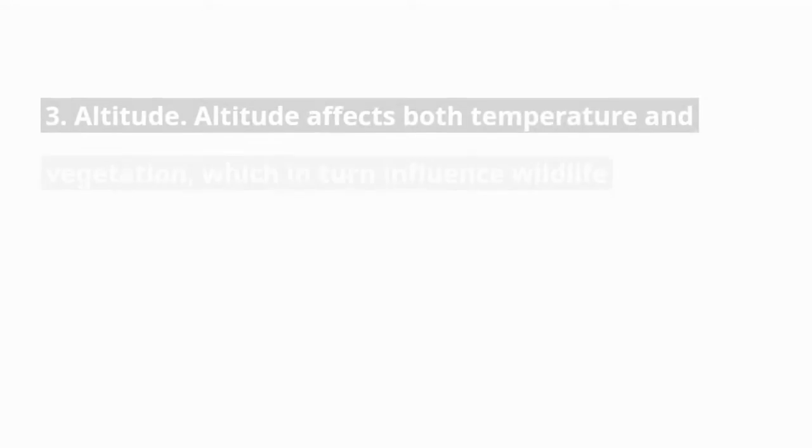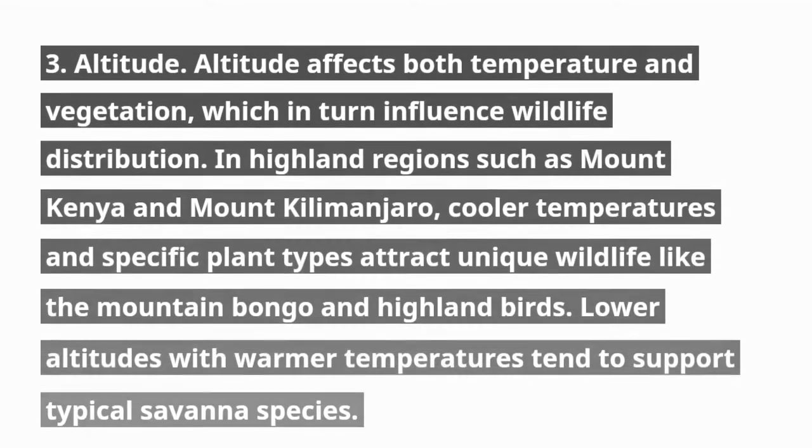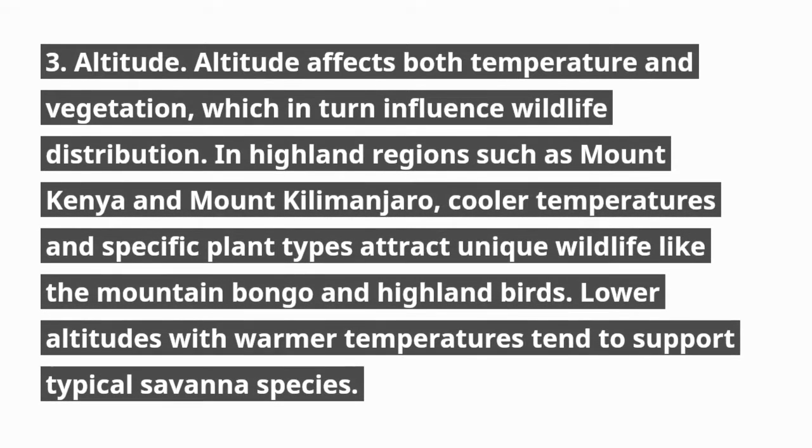3. Altitude. Altitude affects both temperature and vegetation, which in turn influence wildlife distribution. In highland regions such as Mount Kenya and Mount Kilimanjaro, cooler temperatures and specific plant types attract unique wildlife like the mountain bongo and highland birds. Lower altitudes with warmer temperatures tend to support typical savanna species.